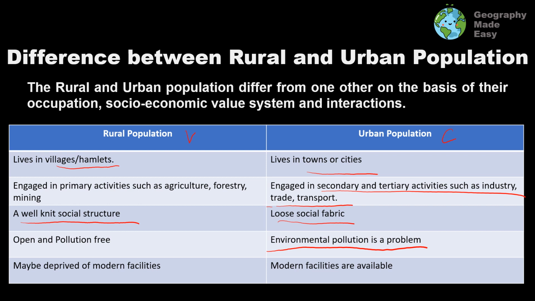The rural population may be deprived of modern facilities, and sometimes we do see that from the rural areas, especially very interior areas, people coming and taking up employment in the urban areas or coming for higher education, which is because the modern facility is not available in their village. And in urban areas, we see the urban population is enjoying the modern facilities.